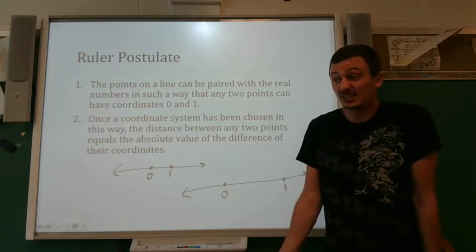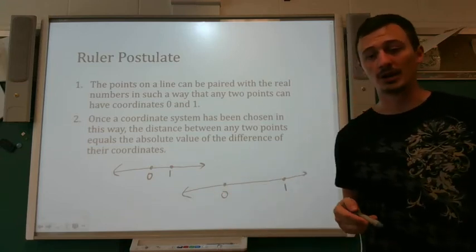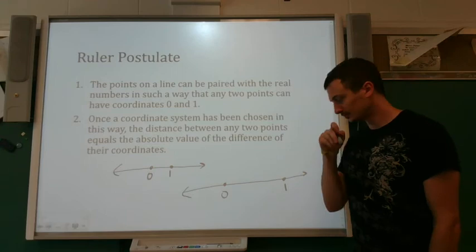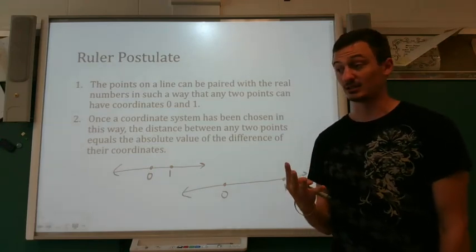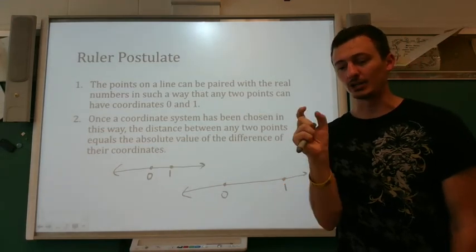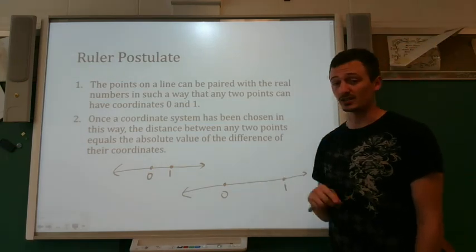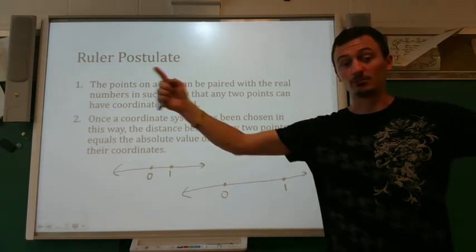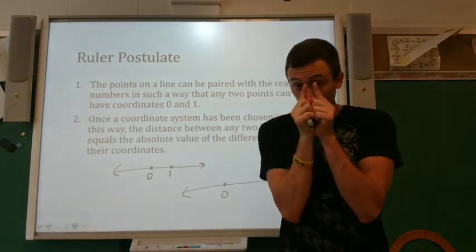That's all it's saying, is that I can pick 2 points and label one of them 0 and one of them 1, and I can do that however I want. It doesn't say that 0 and 1 have to be this far apart. Unless you're actually using a ruler, then they have to be an inch or a centimeter apart. But if I'm just drawing a line, I can put the 1 and the 0 wherever I want. I can have them this far apart, or this far apart, or this far apart. It doesn't matter.